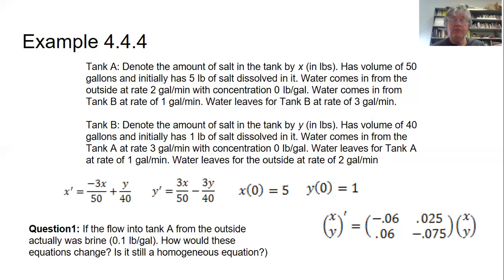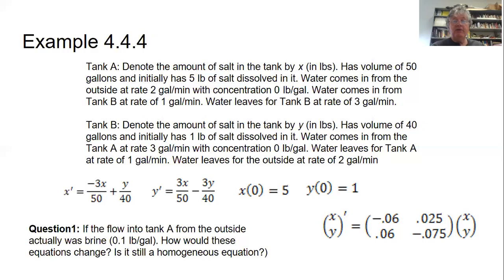At the same time, a gallon per minute is coming from tank B. The amount of salt there is y. We divide it by 40 to get the salt per gallon, and we add that. Meanwhile, for tank B, 3 gallons per minute is coming from tank A, and the amount of salt in each gallon is x divided by 50. And at the same time, 3 gallons per minute is leaving, right? Because 1 for tank A and 2 for the outside. So we get minus 3y divided by 40. Okay.